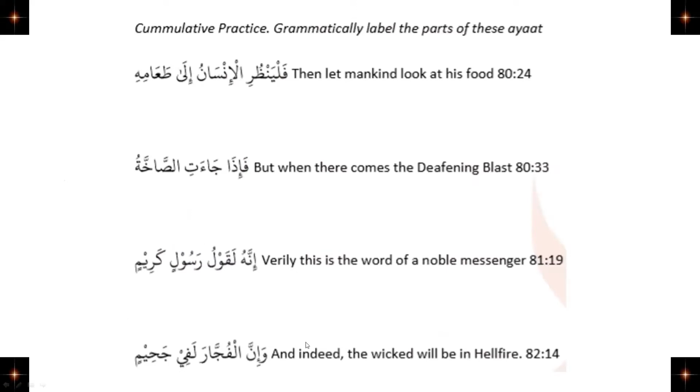Okay, so وَإِنَّ الْفُجَّارَ لَفِي جَهِيمٍ. Can you do this quickly? I have done 3 for you. Let's do it together. How many words are in this ayah? Quickly. How many words? Kam kalima. If I say words, I mean technically, in Nahu, how many words are there? 7. Okay.